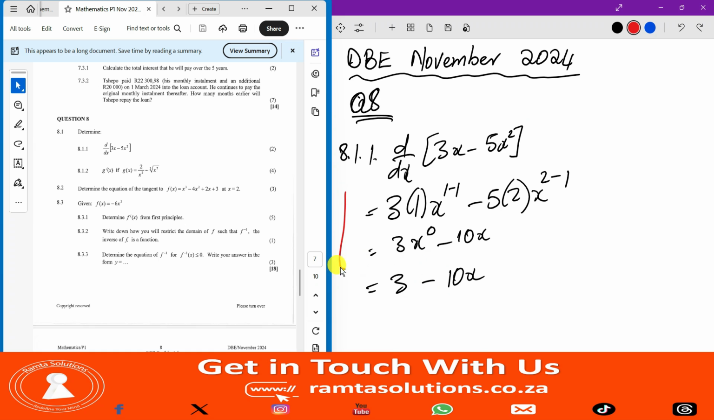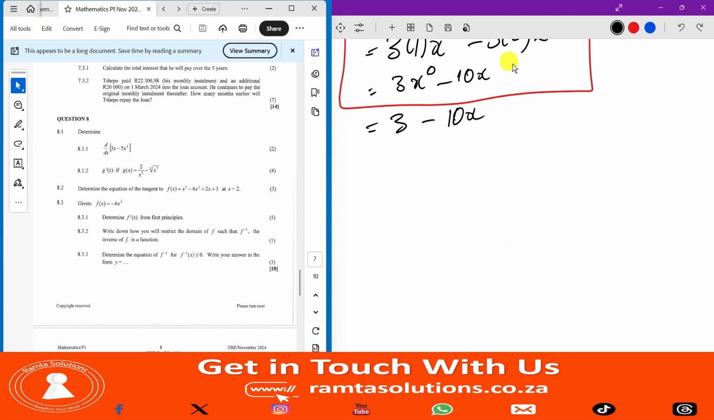Note, this is not really important. I just did this to help you differentiate. Okay, if you're struggling with differentiation, this is how you roll. Okay, cool. Proceeding.